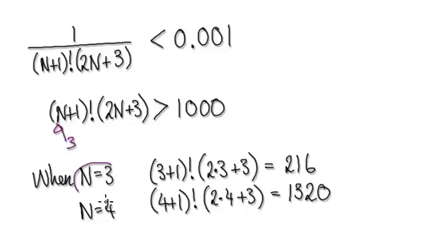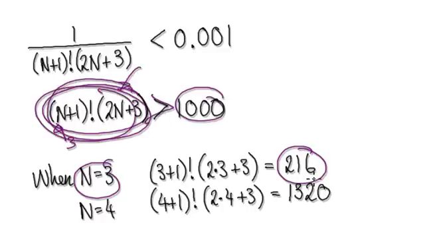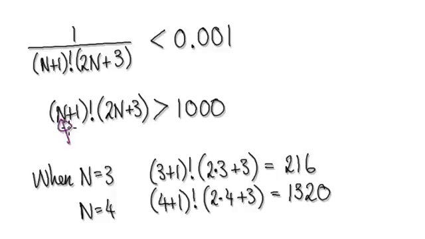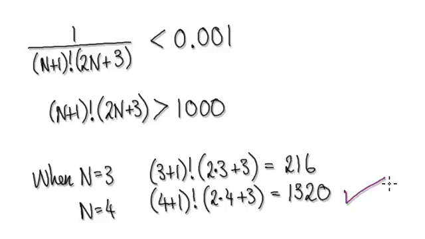When capital N is 3, this whole thing here will be this. We want this whole thing here to be bigger than 1000. So when N equals 3, it gave us 216, which is no good. Now guess again. Let's guess 4. When capital N is 4, this whole thing here will be this, which is good because this thing here is bigger than this thing here. So capital N equals 4 is good.